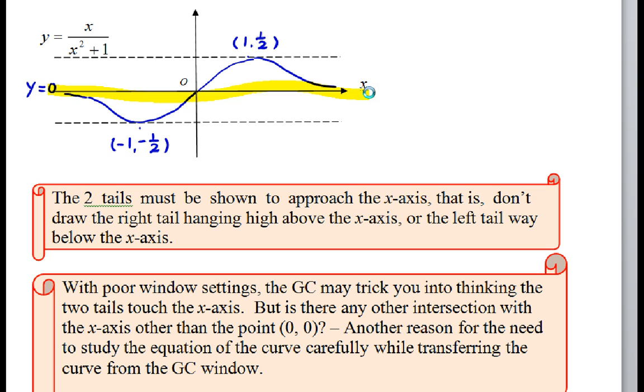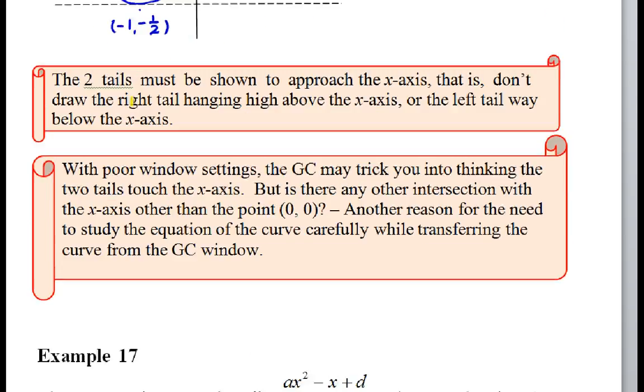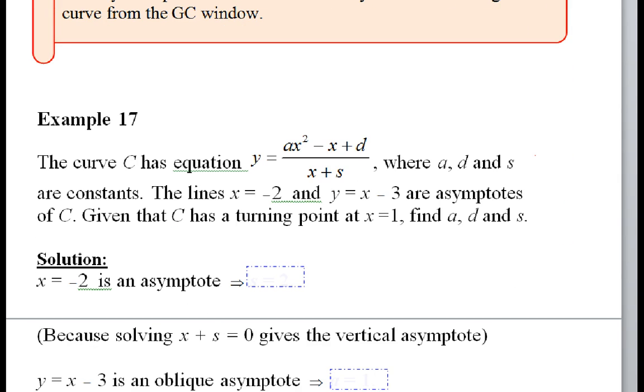Because when we define asymptotes, it means when x tends to infinity, y tends to that value. That means here and here. But in between, it can cut 20 times or 10 times, it's fine. Do you follow what I'm saying? So don't be too worried if it cuts here. Okay? Okay, example 17. Two more examples and we will finish the chapter.